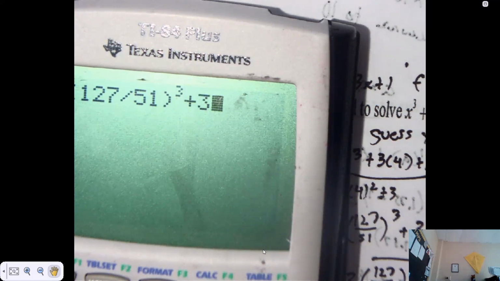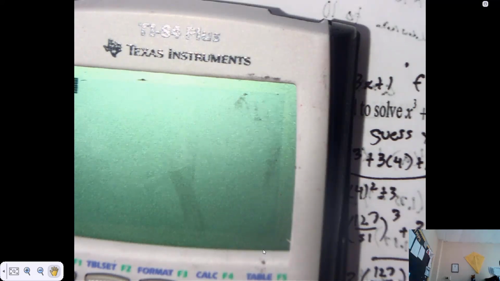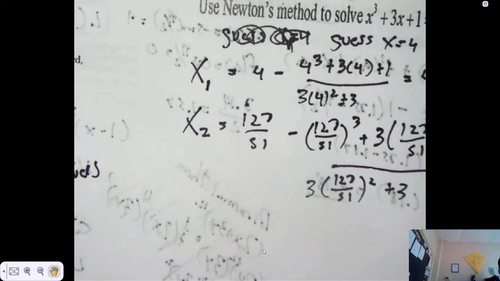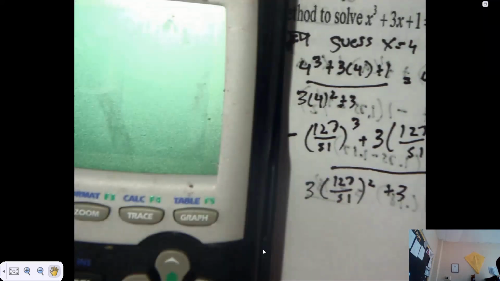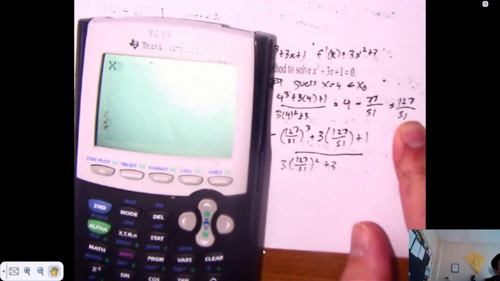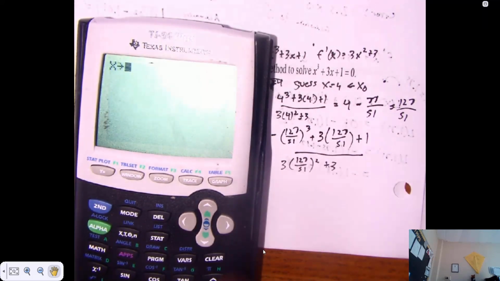So anyways, I got to figure out what this mess is. Instead of writing out this really complex string of things that I've got, I'm going to use a storage feature. What I come up with for X is 127 over 51. So I reckon I'll store that to X.